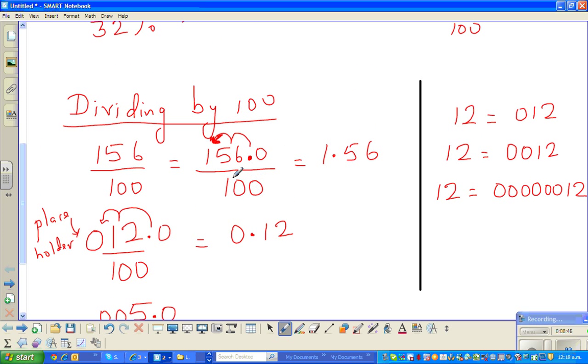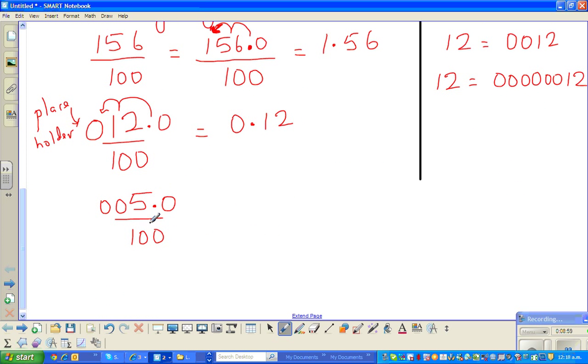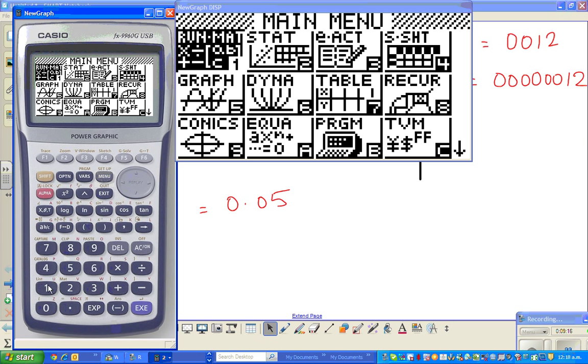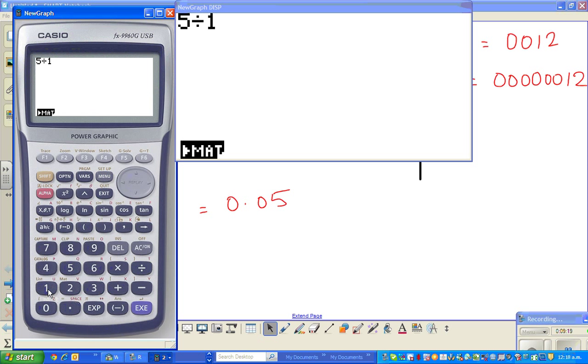When you're dividing by 100, 100 has how many zeros? It has two zeros, so it'll move two places to the left. Okay, this is where teachers struggle. 100 has two zeros, so it will move two places to the left. So this will become 0.05. Let me show this on a calculator. 5 divided by 100. So menu, run, 5 divided by 100 is 0.05.